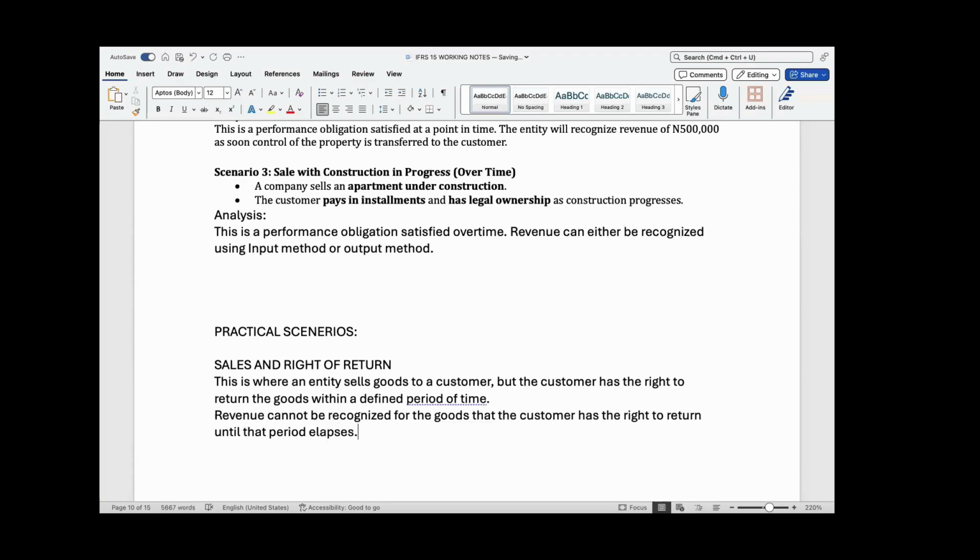So what we are saying here is that when you sold goods to a customer, and you tell the customer that you can return these goods within 3 months, that means within that 3 months, you cannot recognize revenue. You cannot.